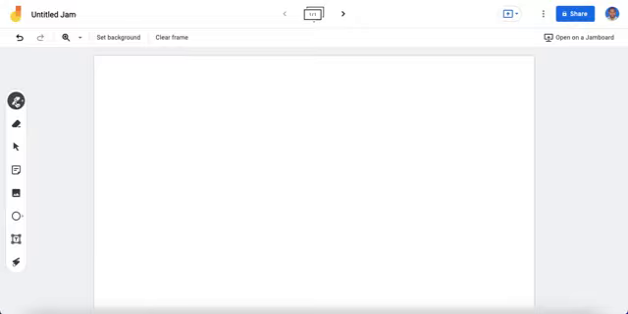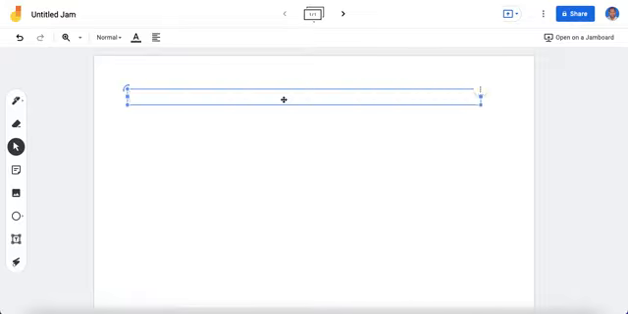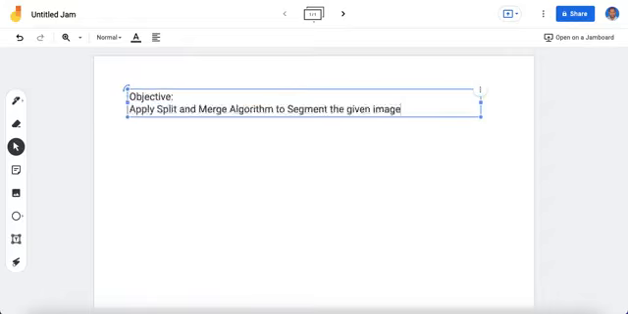Hello everyone. In this session, we are going to discuss image segmentation using the split and merge algorithm. So let us start our session with an objective. At the end of this session, you will be able to apply the split and merge algorithm to segment the given image.